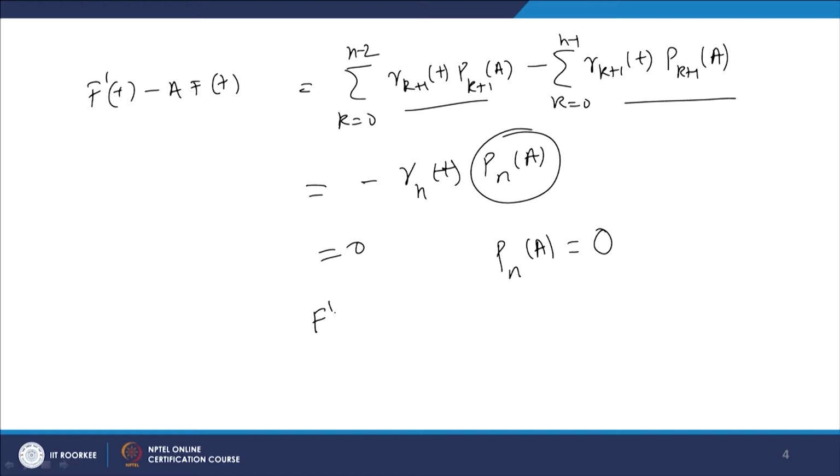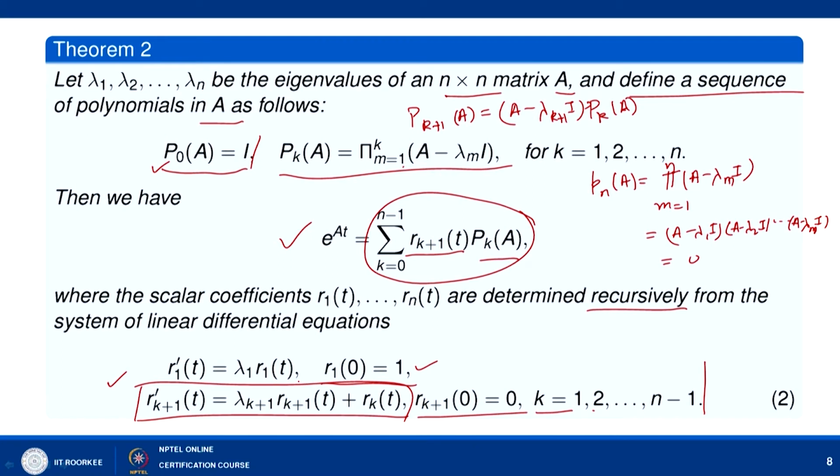So it means that f'(t) minus A f(t) is equal to 0, and we already know that f(0) is equal to identity. So what we have shown here is that f(t) satisfies this initial value problem, but e^{At} is already satisfying this equation, and we have done. That is what we wanted to prove here.